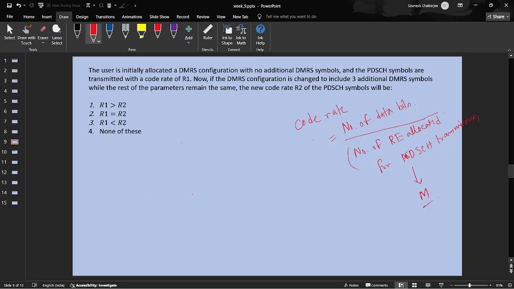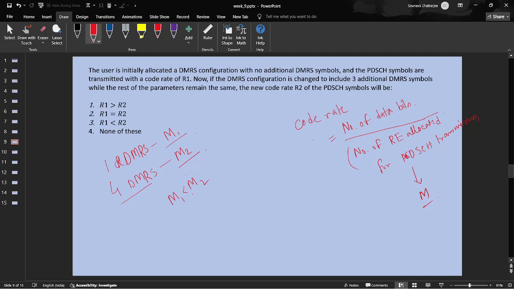So the scenario when there is only one DMRS, there is no additional DMRS. Let's say my number is m1, and then when there are an additional 3, that is in total 4 DMRS, I have this number m2 here. So what about this m1 and m2? Is m1 greater than m2 or m1 less than m2? M2 will be greater than M1. So M1 less than M2. You're saying m1 less than m2?